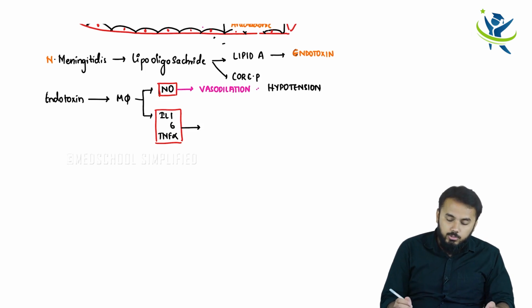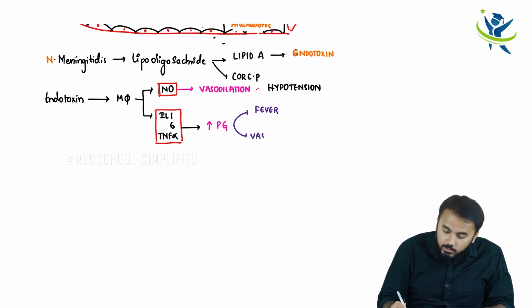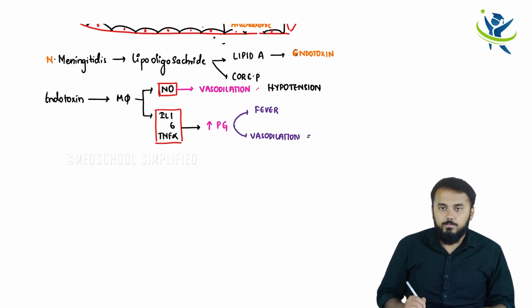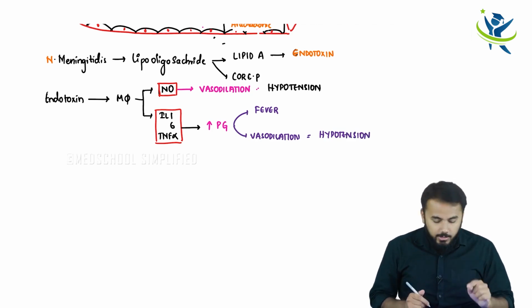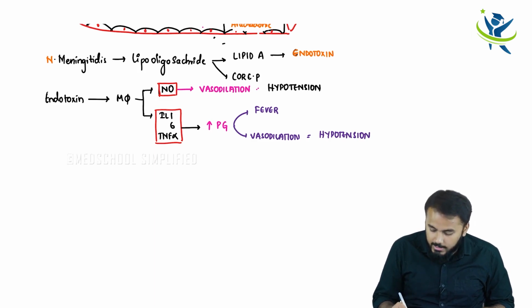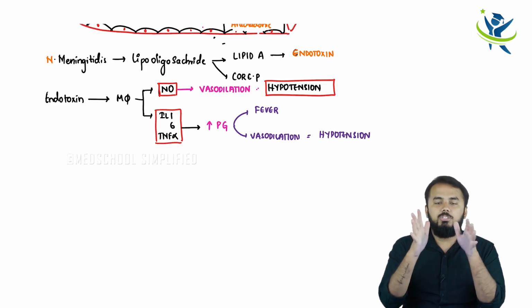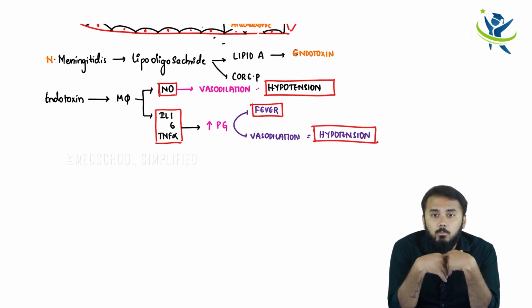And what do these prostaglandins do? Prostaglandins do two functions. One is fever, another one is vasodilation. When there is vasodilation, again there will be hypotension. So overall, as a result of endotoxin release, there is hypotension, there is fever, and again hypotension. So the patient is having hypotension and fever. The more endotoxin release, the more hypotension and the more fever the patient will have.